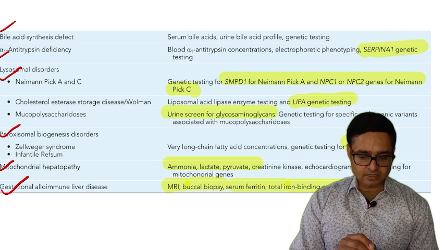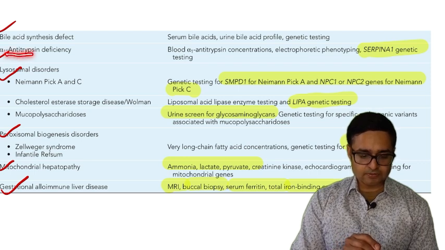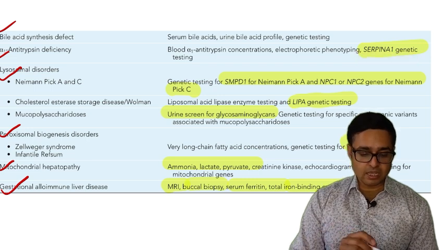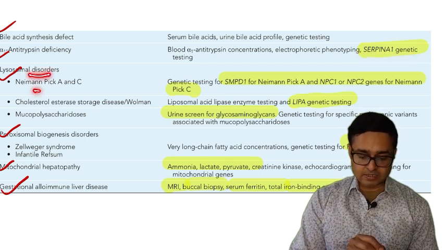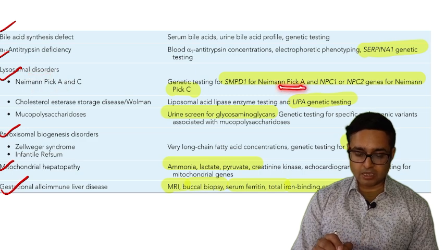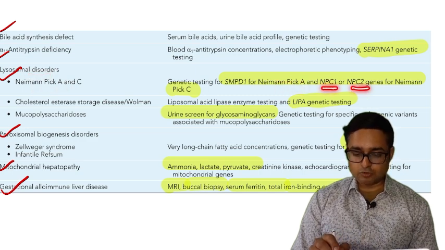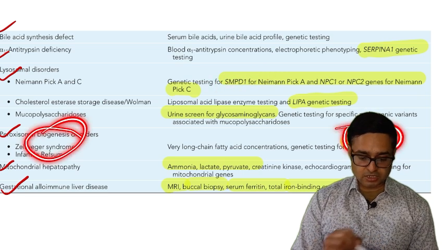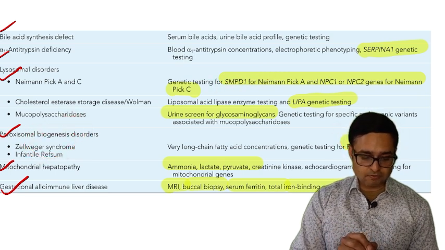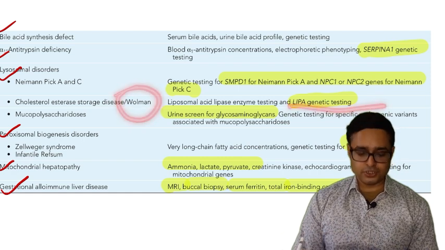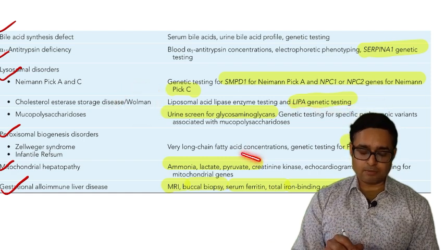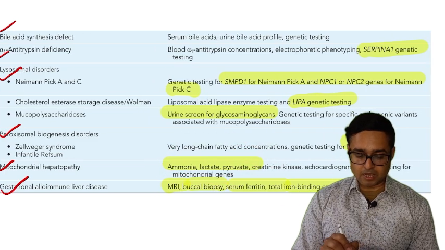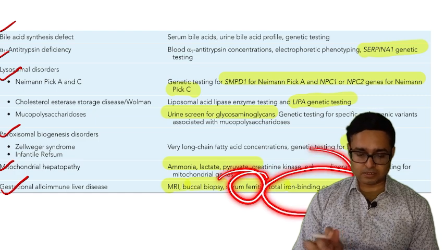For bile acid synthesis defect, we will see alpha 1 antitrypsin deficiency, SERPINA1 gene we will see. Lysosomal disorders like Niemann-Pick disease, so Niemann-Pick A, and NPC1, NPC2 for Niemann-Pick C type. Zellweger syndrome, PEX gene, and cholesteryl ester storage Wolman disease, LIPA gene mutation, and mitochondrial hepatopathy like ammonia and lactate, and gestational alloimmune liver disease, MRI, buccal biopsy, serum ferritin, and total iron binding capacity.